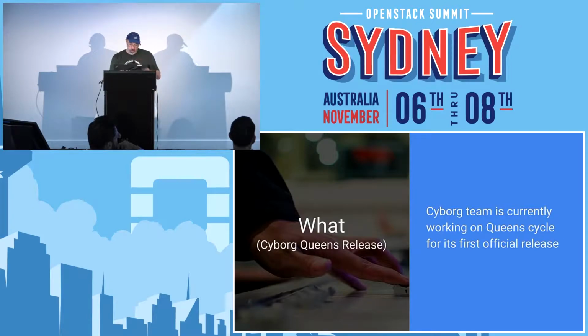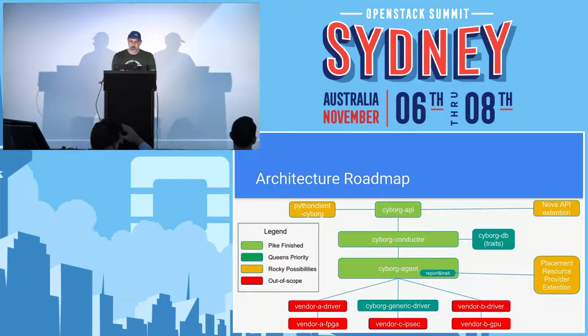So what are they working on right now? They're working on the Queens cycle for its first official release. And this architectural roadmap, I asked them to do this to show where they're at right now and what's coming up in the future. So the light green is already being implemented: the API, the conductor, and the agent. The dark green is their priority for Queens.